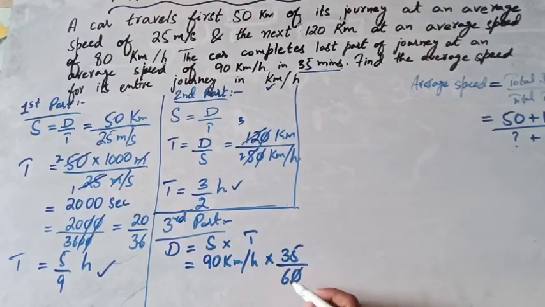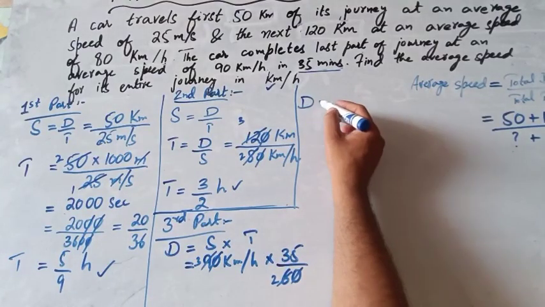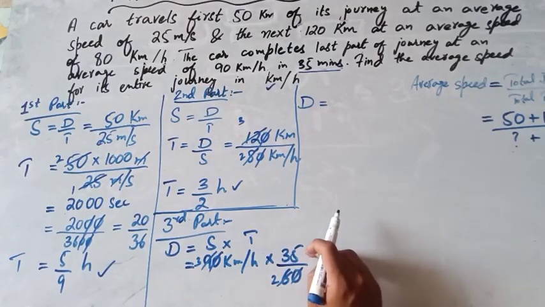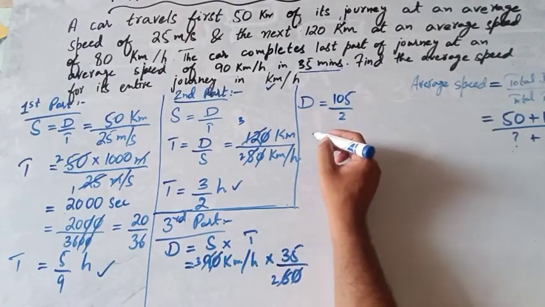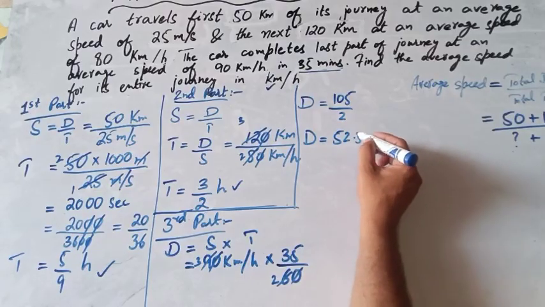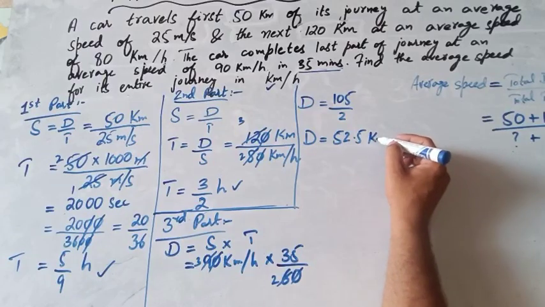Now let's simplify. 10 goes out with 10, 3 2s are 6, 3 3s are 9. So what would it become? Distance is equal to 3 multiplied by 35, 105 upon 2. Now if we further simplify it, we will get 52.5 kilometers.